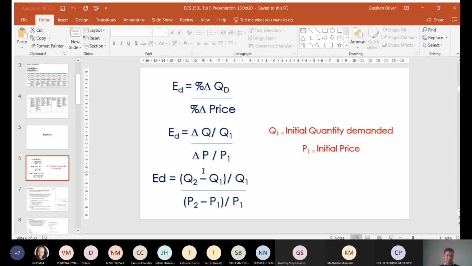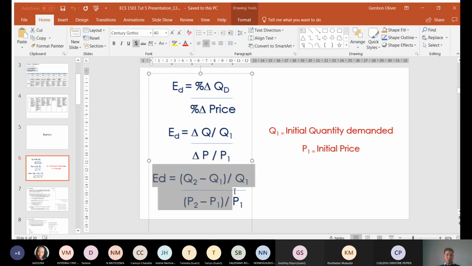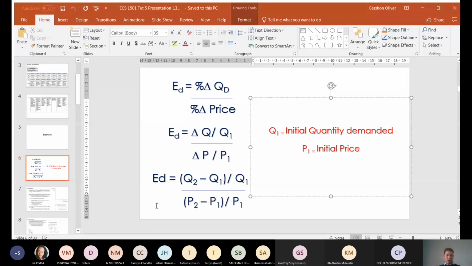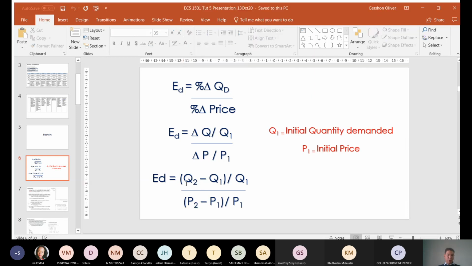Always remember that. Okay. What is my initial price? What is my initial quantity demanded? So this is essentially the formula that you're going to end up with. So now in terms of the price elasticity of demand, what is it? It's your quantity demanded, I'm just making it Q2 minus Q1 divided by Q1. In this case, your Q1 over here is your initial quantity demanded, right? Divided by P2 minus P1 divided by P1. P1 is my initial price.